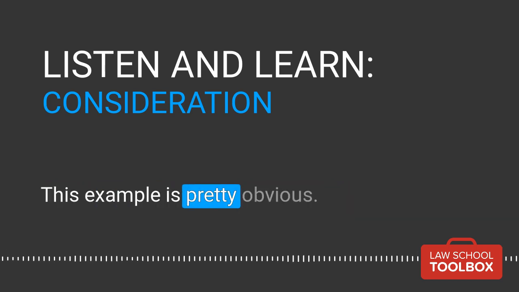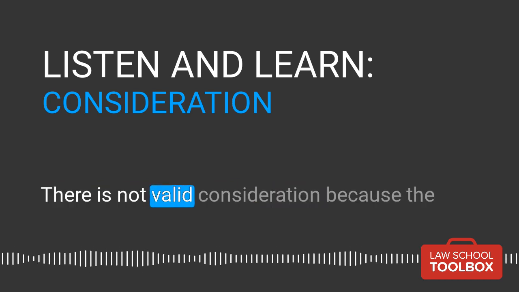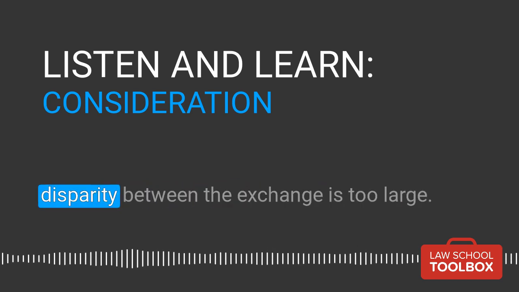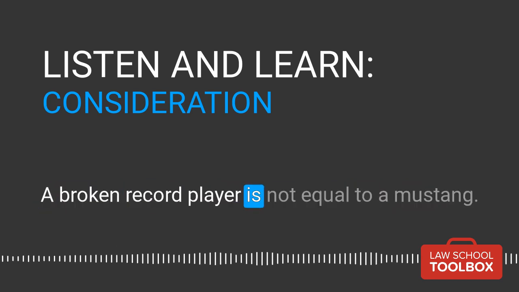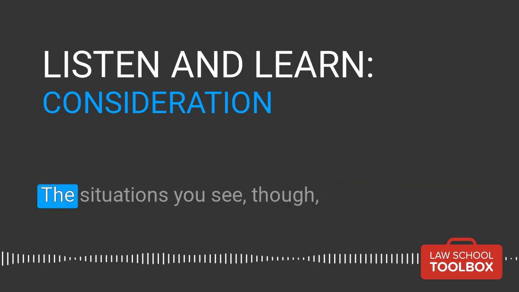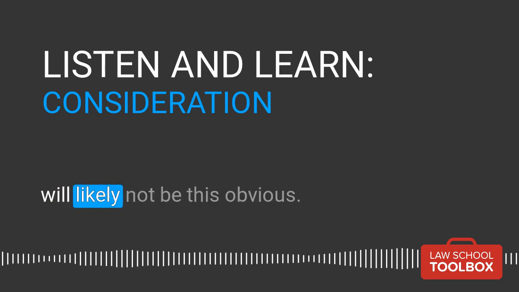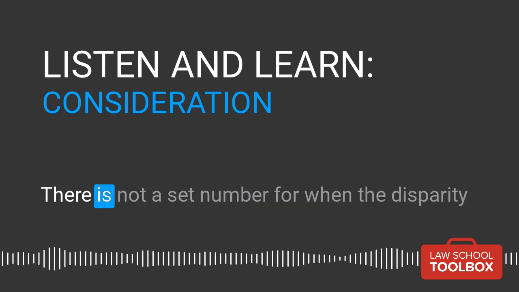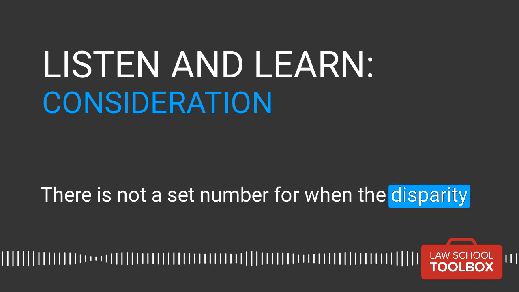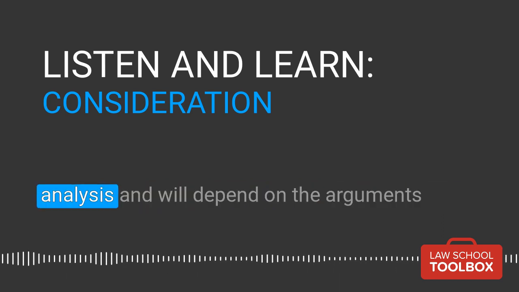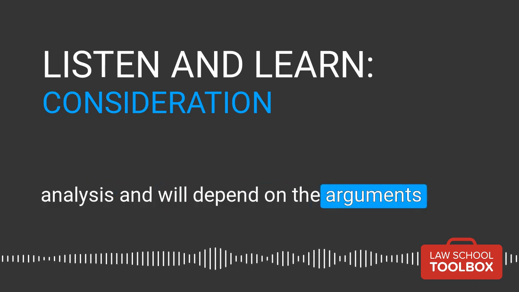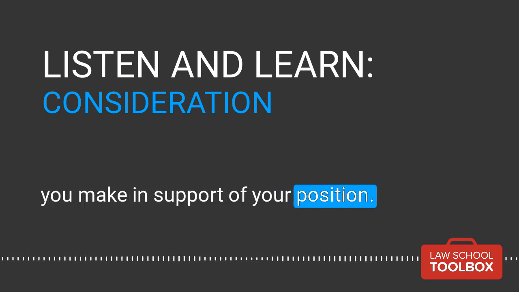This example is pretty obvious. There is not valid consideration because the disparity between the exchange is too large. A broken record player is not equal to a Mustang. The situations you see, though, will likely not be this obvious. There is not a set number for when the disparity is too large, so it will be a very fact-specific analysis and will depend on the arguments you make in support of your position.